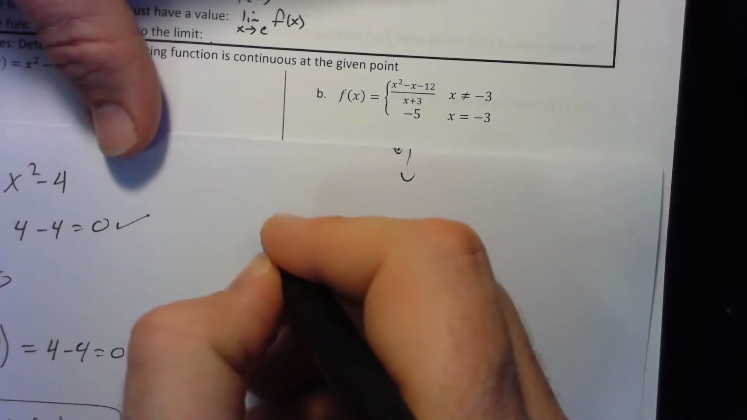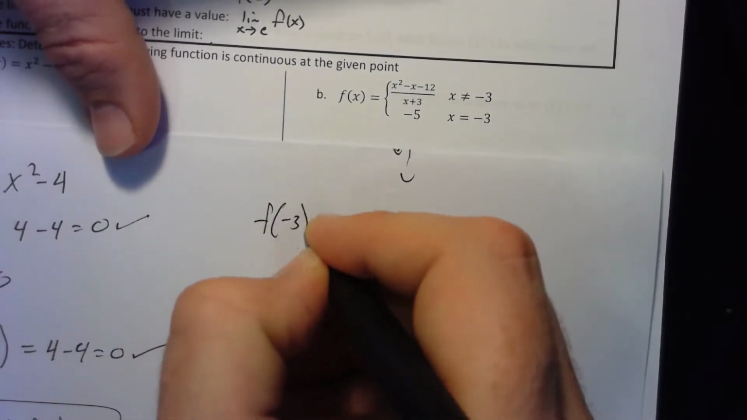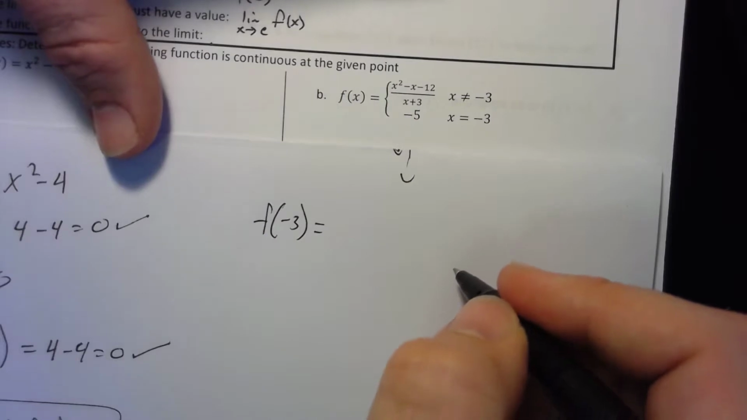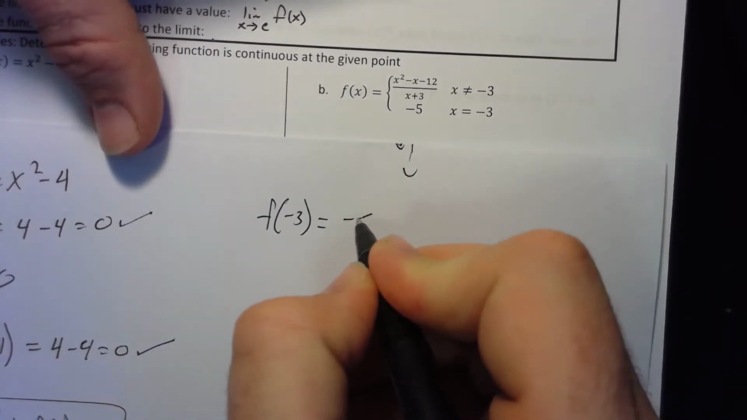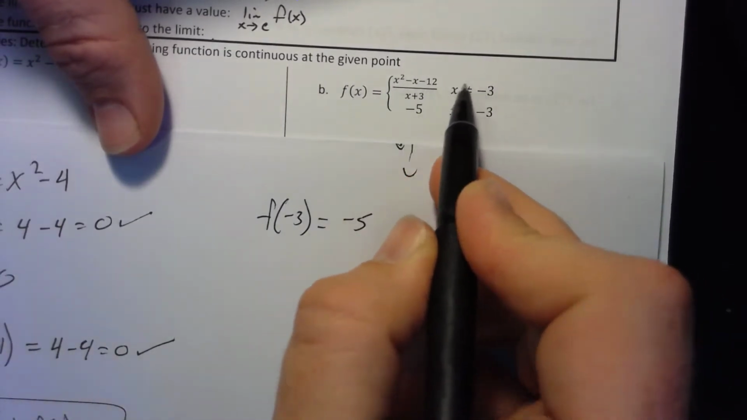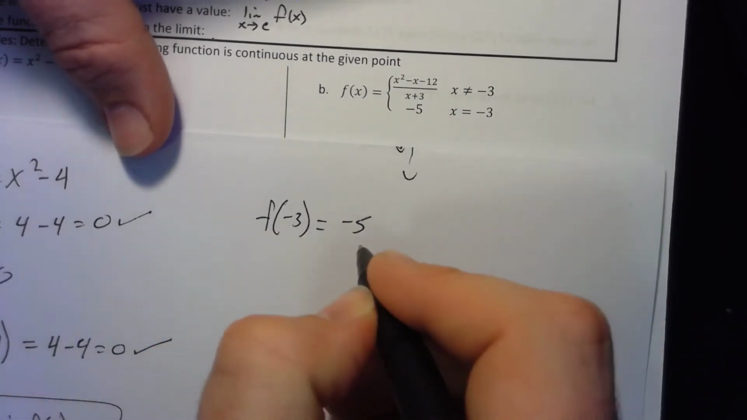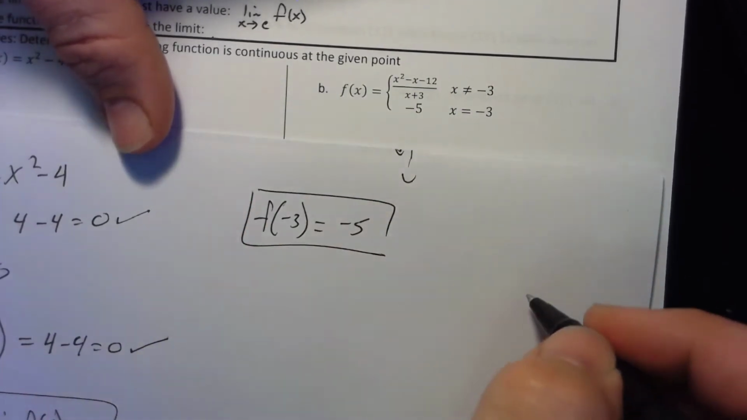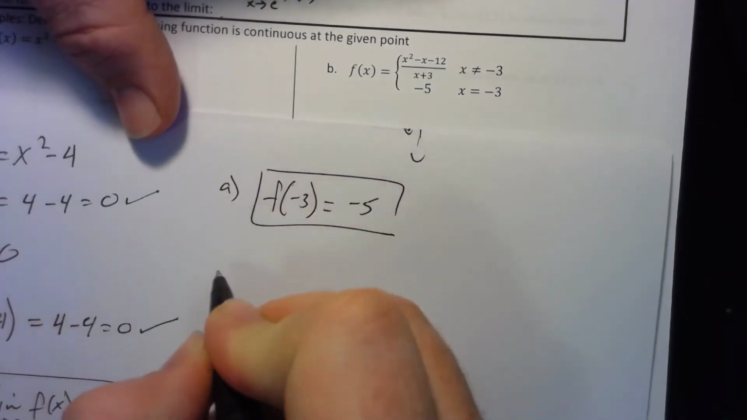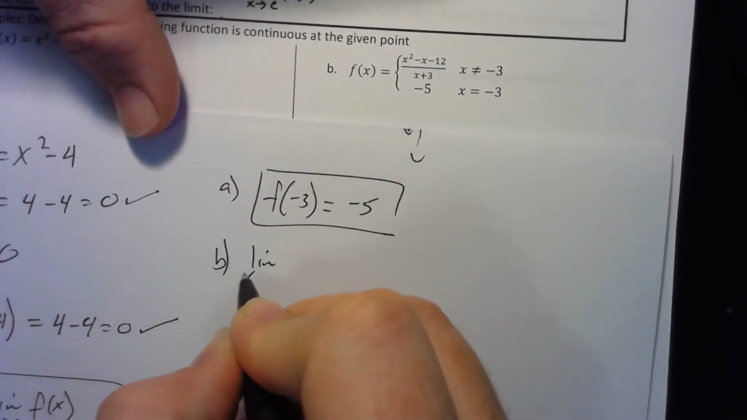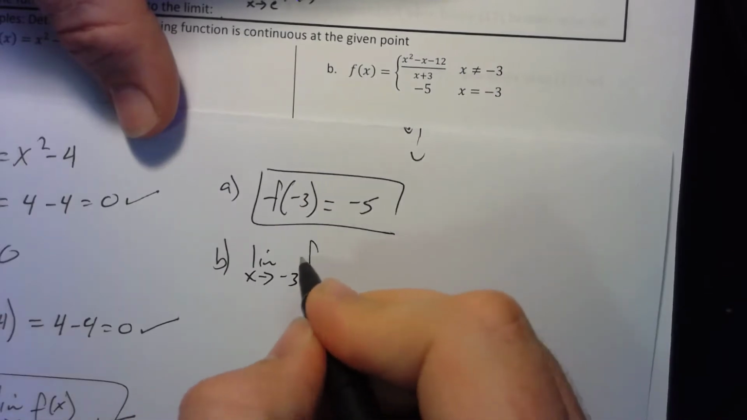So in this case, if we start off with f of negative 3, again, just simply plugging in negative 3, that's going to provide me with a value of negative 5, because when I go to plug in negative 3, I can't plug it in this one, but I can plug it in down here. When plugging in down here, I get negative 5. So that's my first step. It does exist. It has a value. That's part A. Part B, let me take the limit as x approaches negative 3 of f of x.